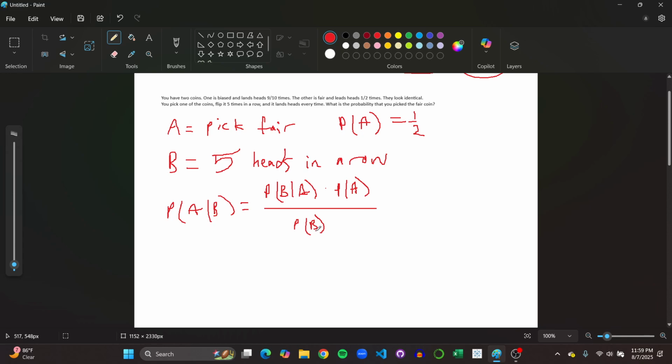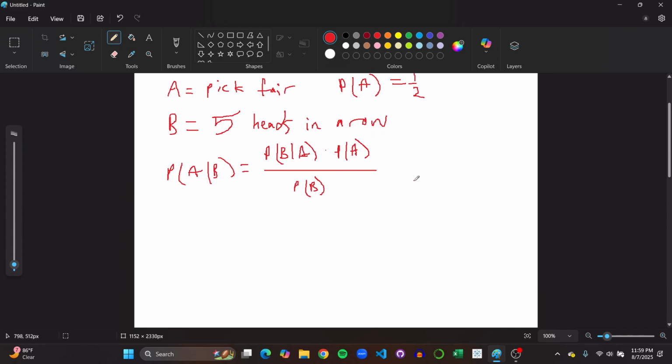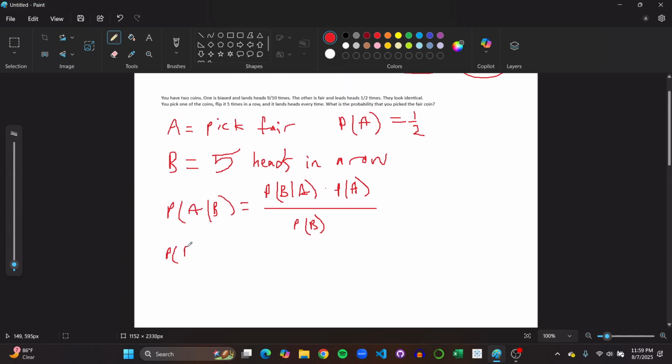And what is the probability of getting 5 heads in a row given a fair coin? Well, that's going to be, P of B given A is just a standard 1/2 to the power of 5. So 1 over 32.